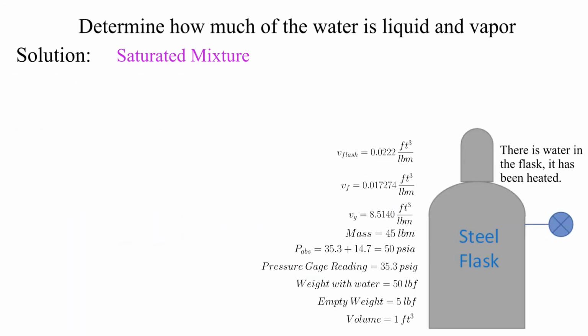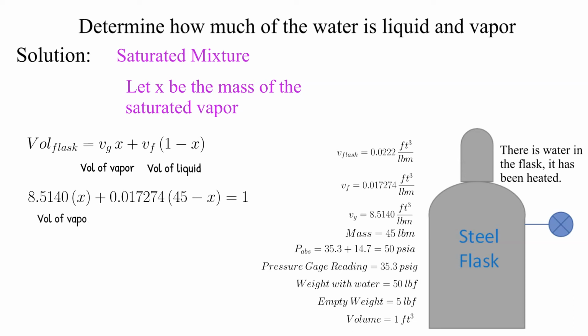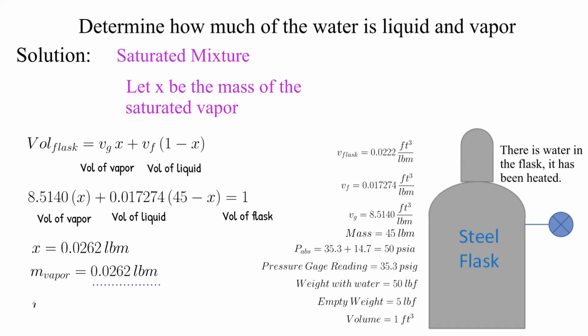We know the volume of the flask and that specific volume times mass equals volume. Let X be the mass of the saturated vapor. The equation shown equates the volume of the saturated mixture to the volume of the flask. After a little algebra, we obtain that the mass of the saturated vapor is 0.0262 pounds mass. The mass of the saturated liquid is then 44.974 pounds mass. This is what we were looking for.